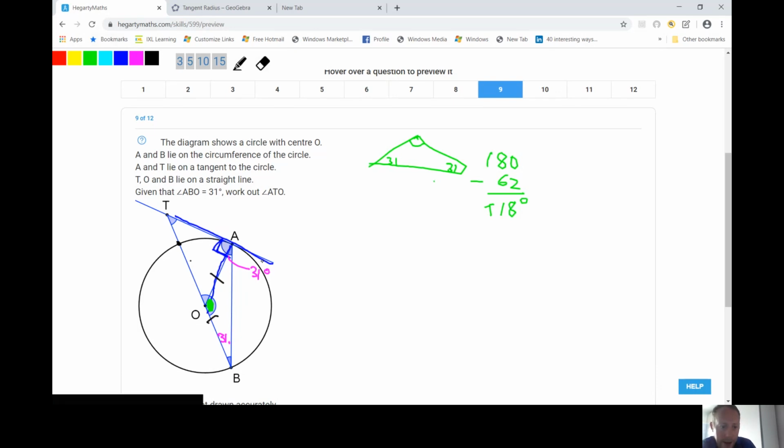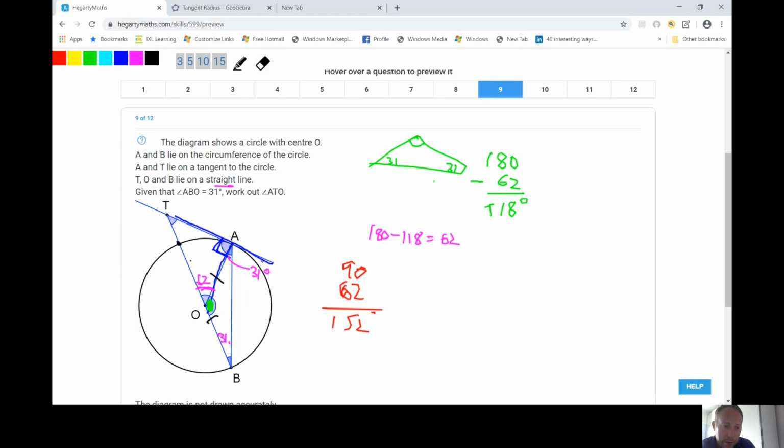Now, next, this one is angles on a straight line because it tells you TOB is a straight line. So this angle here is 180 take away the green angle there, which was 118. That's 62. So this angle in here is 62. Now, this one's 90 because we worked that out, that's the first one we put in. This one's 62. So if I then do 90 plus 62 is 152.